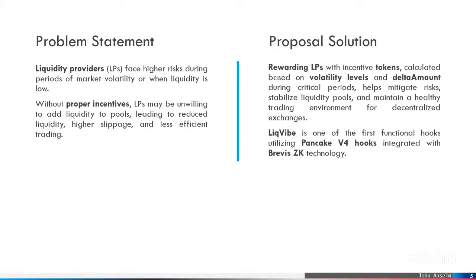So we have proposed a solution. Rewarding LPs with incentive tokens calculated based on volatility levels and delta amount during critical periods helps mitigate risk, stabilize liquidity pools, and maintain a healthy trading environment for decentralized exchanges. With this solution, Liquid is one of the first functional hooks utilizing Pancake-3 hooks integrated with RabbitZK technology.